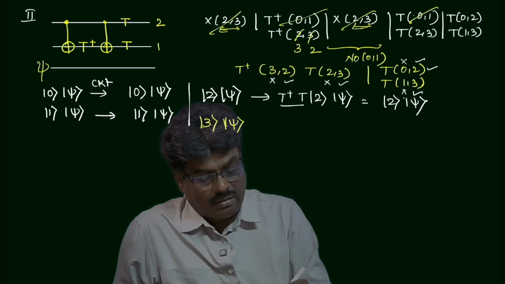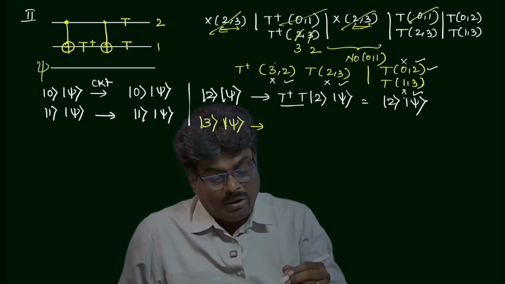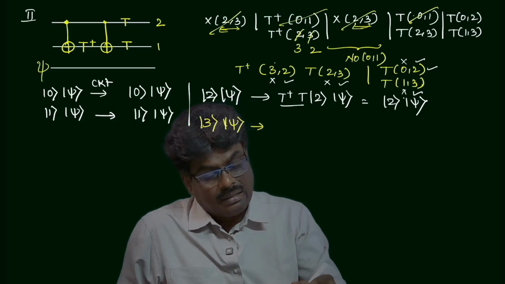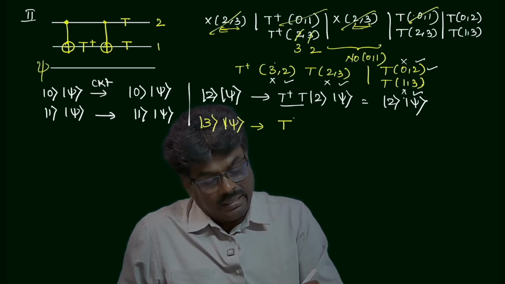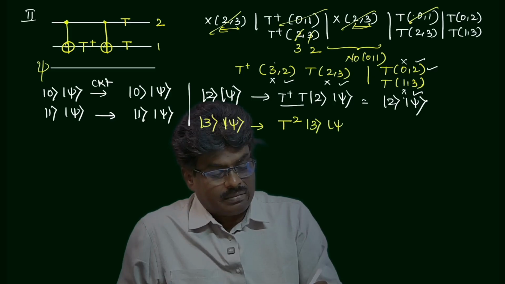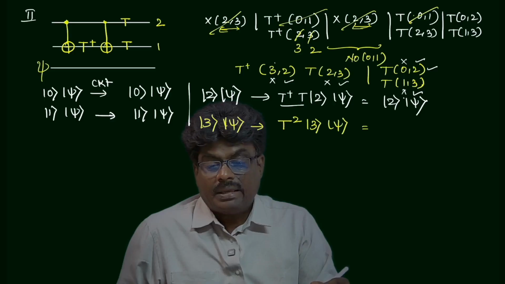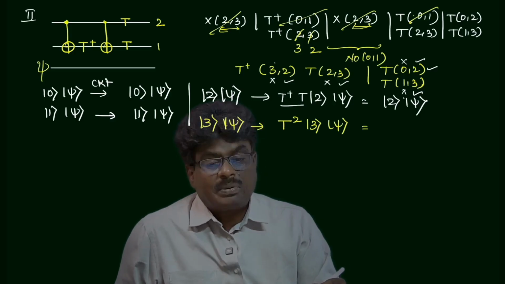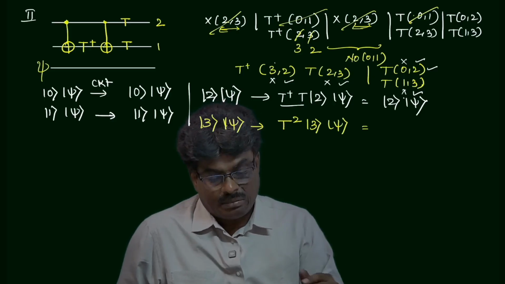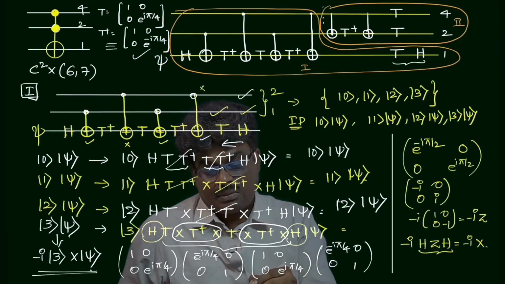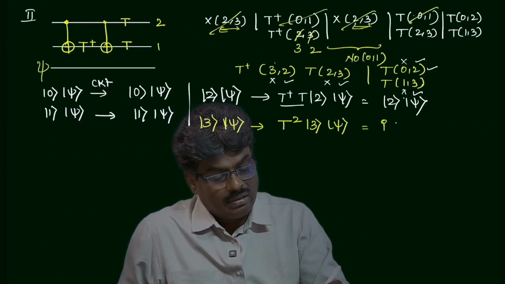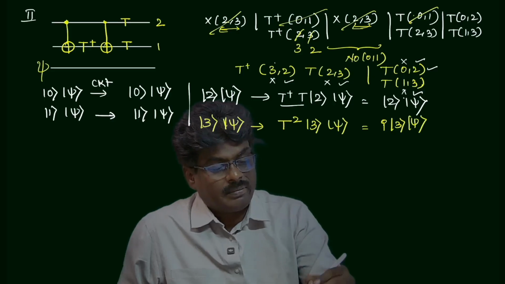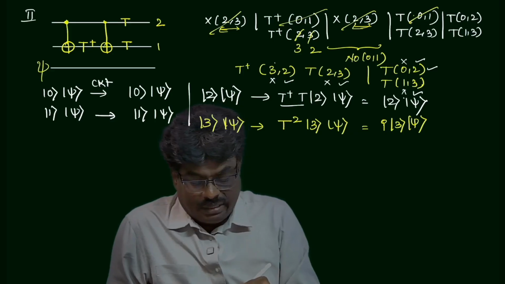3 psi. Okay, now here 3 is off, that's why no need to write T dagger, but here 3 is on, that's why T, and here on again, T squared. That's it. Okay, so finally you got a T squared, which means e raised to i pi by 2, because T, you know this one, is e raised to i pi by 4, T squared is e raised to i pi by 2, which is i, 3 psi. Now let us combine all the things.